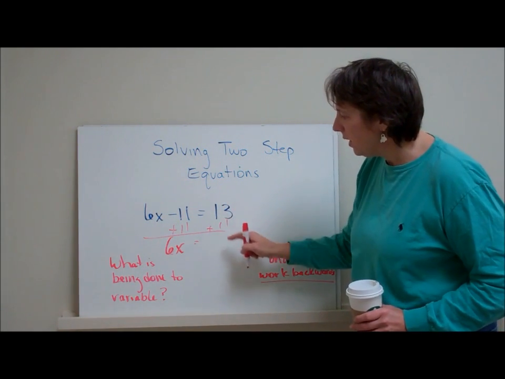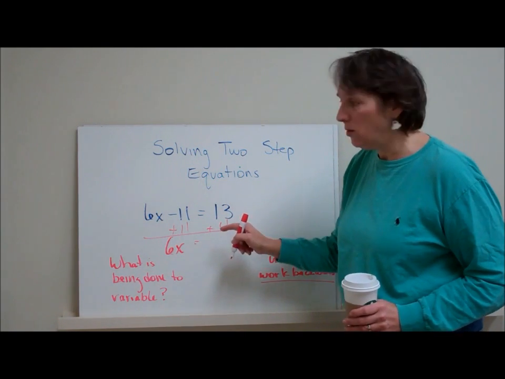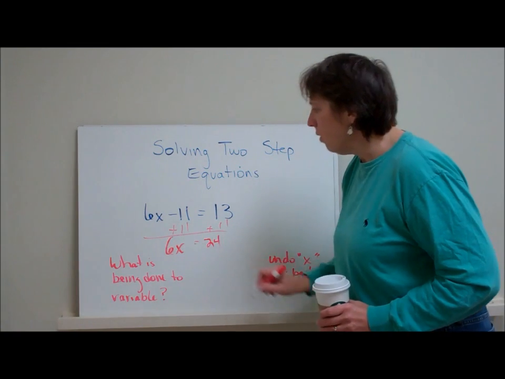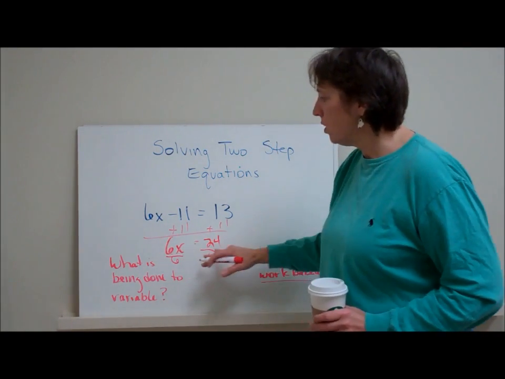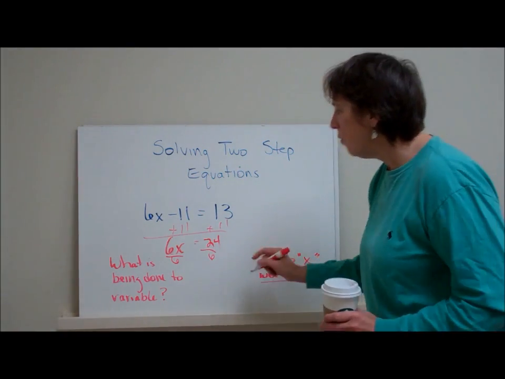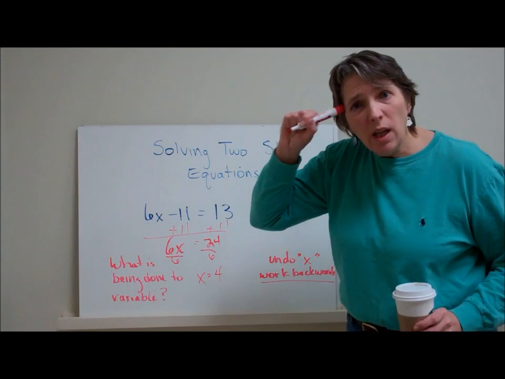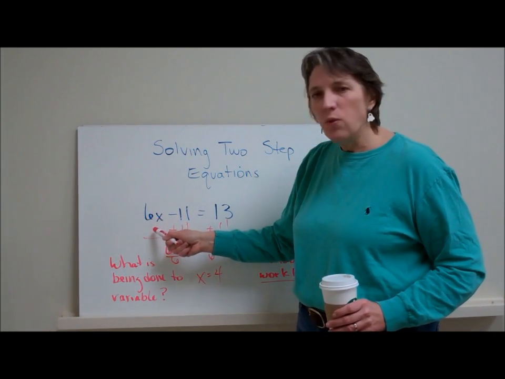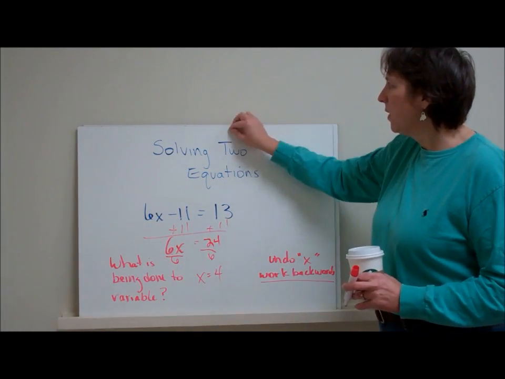Remember, we read it the way it is. It's really important when we have negative numbers that pop up over here, we're adding or subtracting. So 13 plus 11 becomes 24. We're going to divide now by 6, which that should look familiar. 6x equals 24, and we get x equals 4. We do a quick check mentally. If x is 4, 6 times 4 is 24. 24 minus 11 is indeed 13.